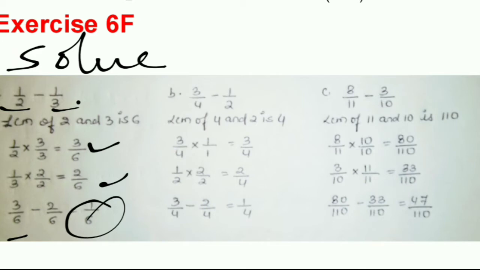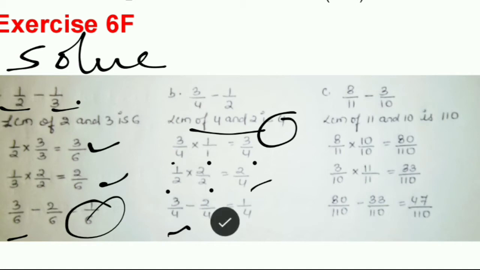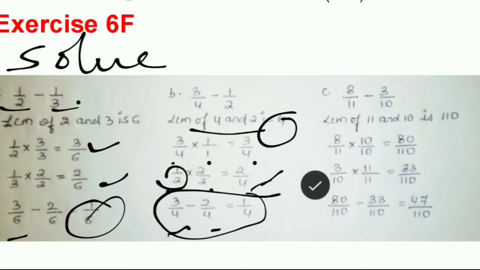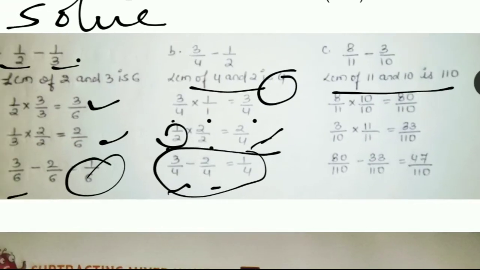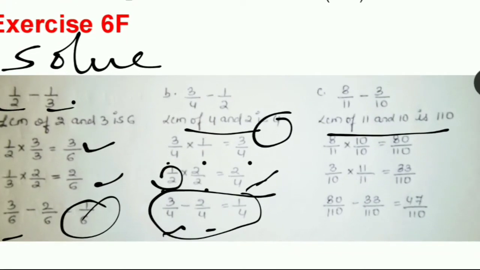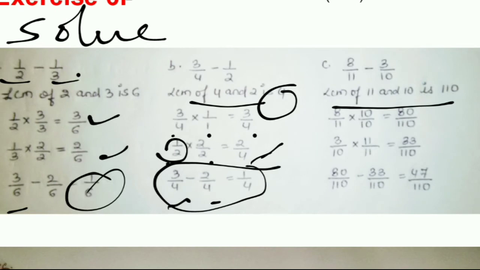In this one, same thing we can do here. 4 and 2, LCM will come 4. In this 4 table, 4 will come 1 time. In this 2 table, 4 will come 2 times. After that, this 3 by 4 we will write as 3 by 4 as it is, and this 1 by 2 we will write as 2 by 4. Okay. And here we take the LCM of 11 and 10. So that will come 110. So in this one, at least 3 to 4 questions, do it yourself.